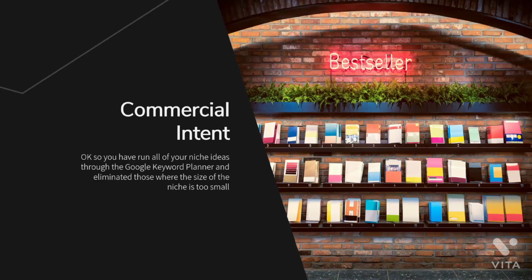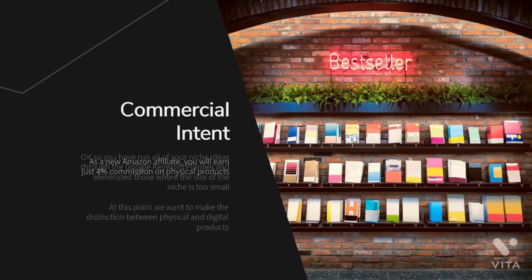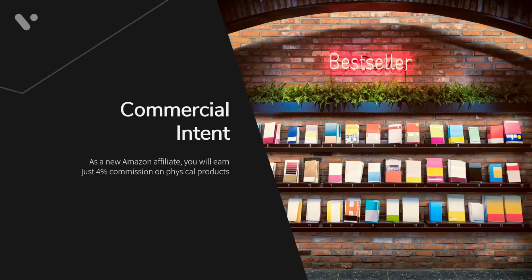The next step is to check for commercial intent. At this point, we want to make the distinction between physical and digital products. You can become an affiliate for Amazon and promote their physical products. Physical products tend to sell more easily than digital products, but the commissions you can earn as an affiliate are usually a lot lower. As a new Amazon affiliate, you will earn just 4% commission on physical products. This can amount to a few cents or a few dollars depending on the price of the product.